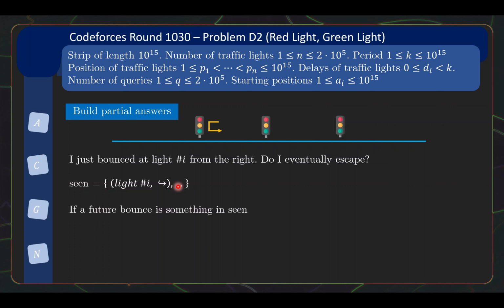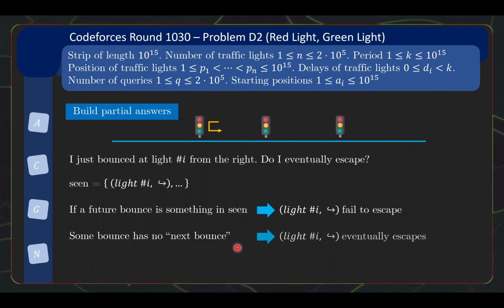Now, eventually, two scenarios happen. If you end up at a bounce that you have seen before inside this set, then you know that you have actually entered a loop and the answer is that you have failed to escape. The other scenario is you bounce off a traffic light and then you check, oh, you are actually not going to meet another red traffic light. So it means that you actually eventually escape.